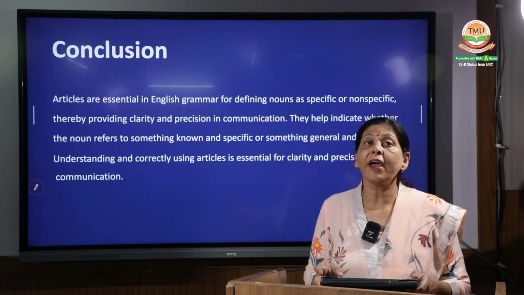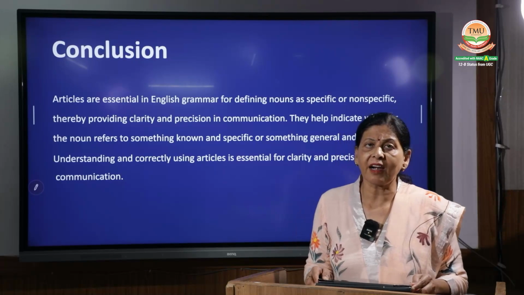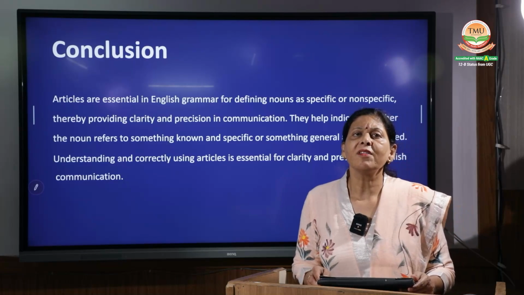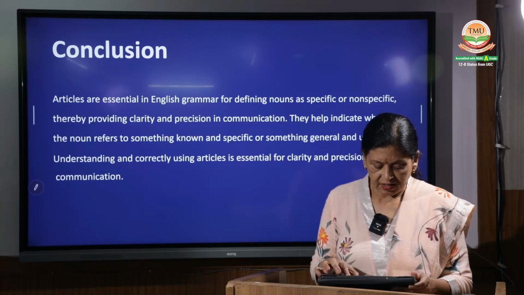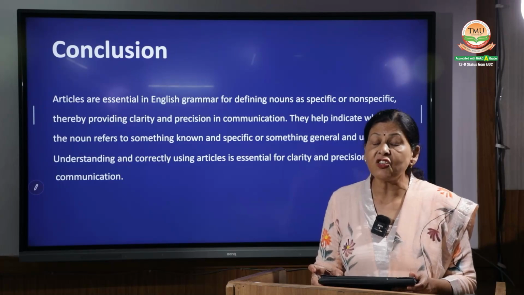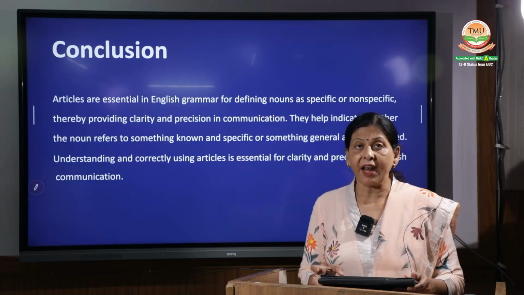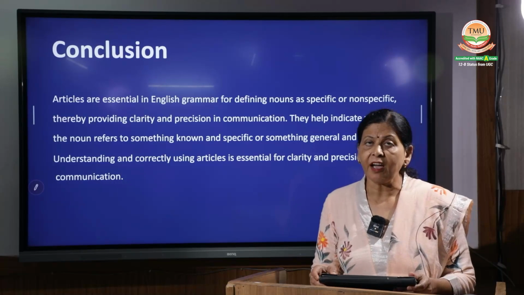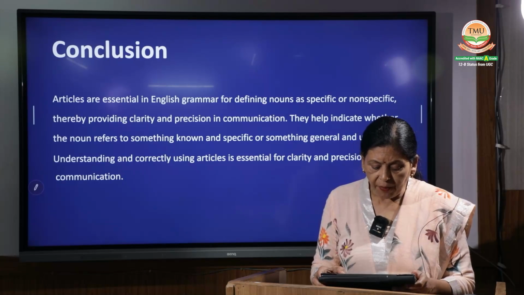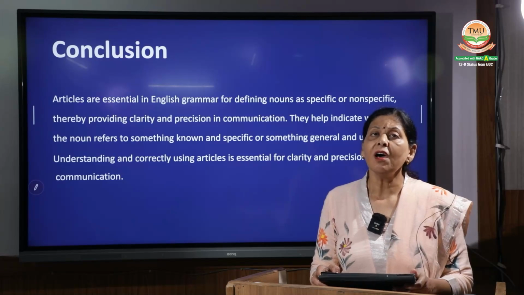Here I come towards the end of my presentation, and that is the conclusion part. So what have we concluded from this session? Articles in English grammar are essential for defining nouns, whether the nouns are specific, countable or uncountable. They help provide a proper meaning to the communication.